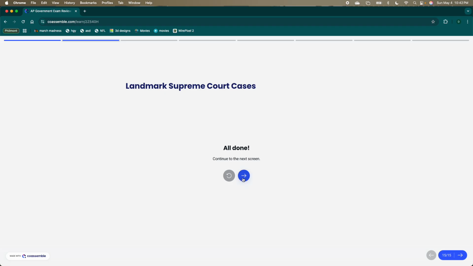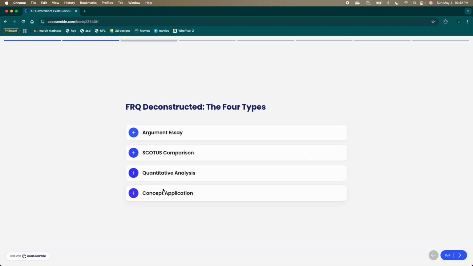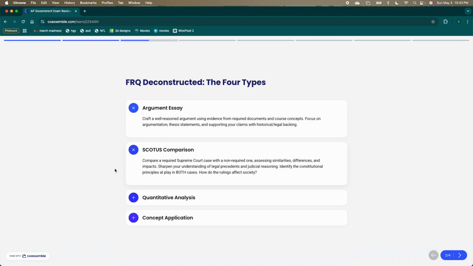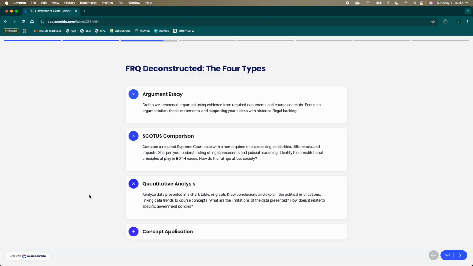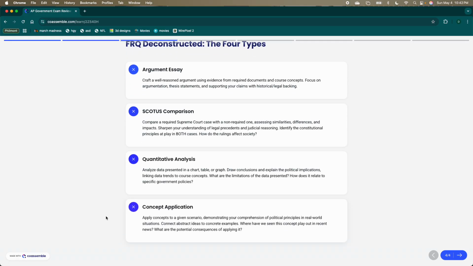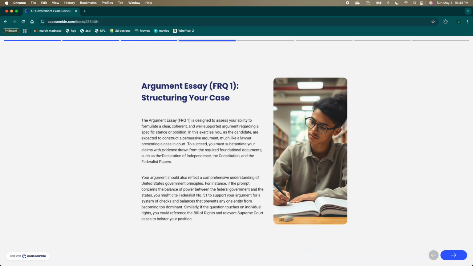Now that we've covered all of the essential documents and court cases, we're going to quickly recap the FRQ categories. Of course, in the argument essay, you must use evidence from required documents and course concepts to make your own thesis and defend it. The SCOTUS comparison requires you to compare a non-required one with a required one, assessing similarities, differences, and impacts. Quantitative analysis requires you to analyze data presented in a chart, table, or graph and draw conclusions based on it. And finally, the concept application requires you to apply concepts from the course to a given scenario. So let's take a look at what these can look like.